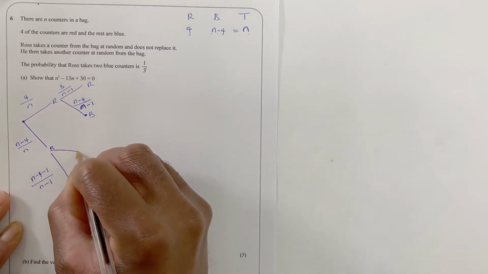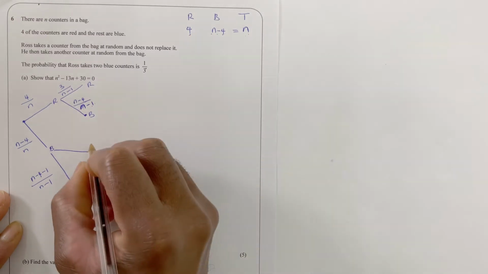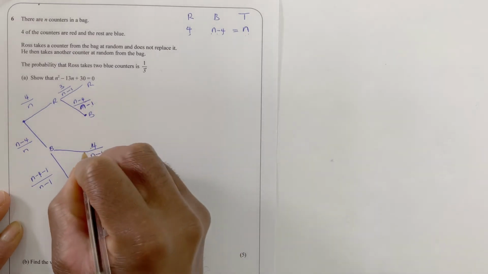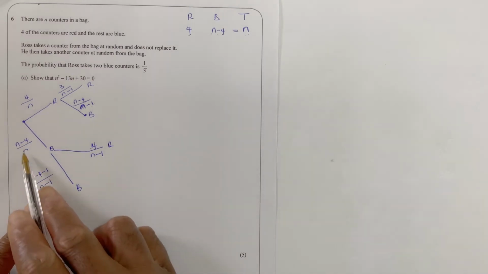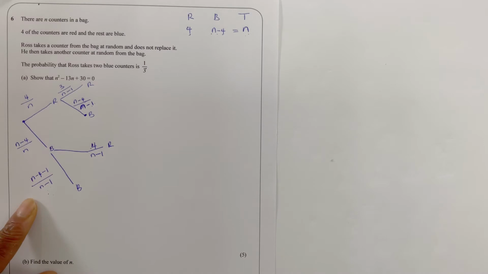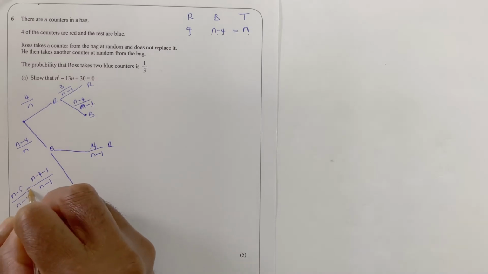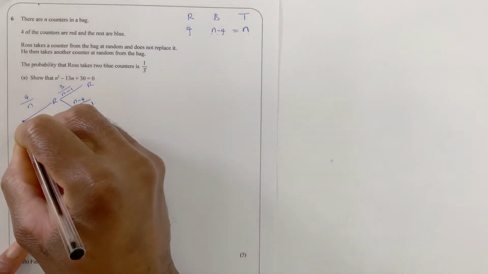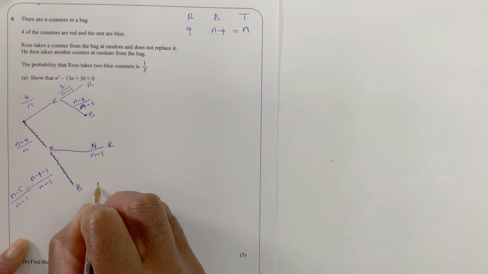If you take a red out, you haven't taken any red out before, so that will be 4 over n minus 1. So that will be a red. So this is what we need, this bit here, and that can be written as n minus 5 over n minus 1. So to go through the process, we need those bits, and that is equal to 1/3.